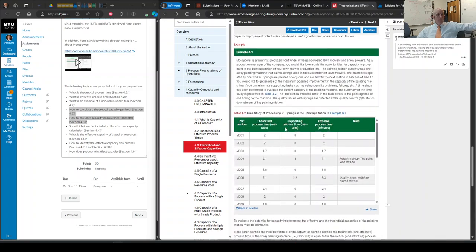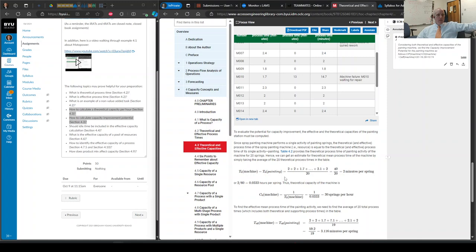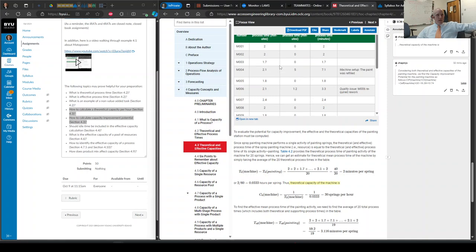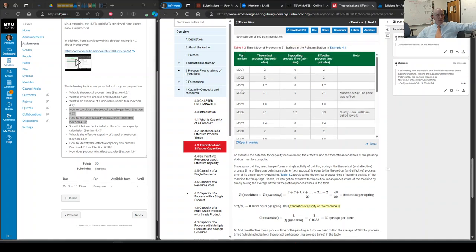Up above here is calculating the theoretical capacity of a machine. If I highlight that, this quick example here, this is a spray painting machine. It performs a single activity of painting springs. And what they've done is they've had a number of parts that come through this machine, and they've split apart the different time. 2 minutes for the first part was the theoretical. There was no supporting task, so the effective was 2.